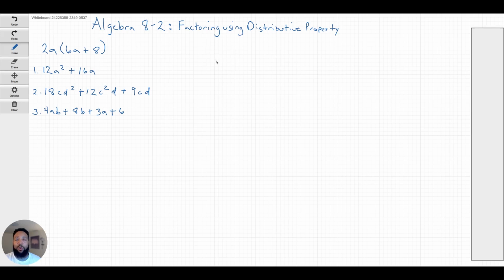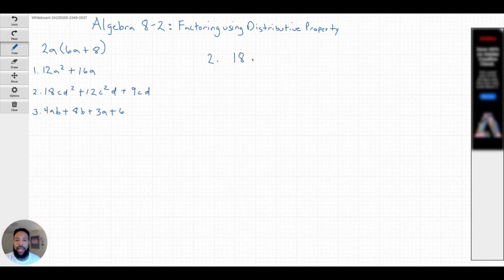Okay, the next problem we'll work on is number 2. Number 2 states 18cd squared plus 12c squared d plus 9cd.